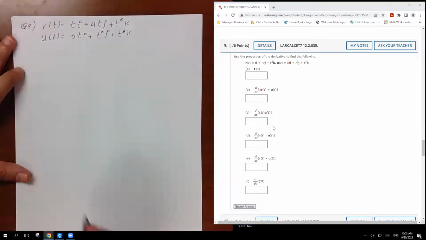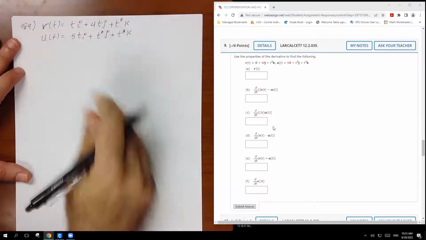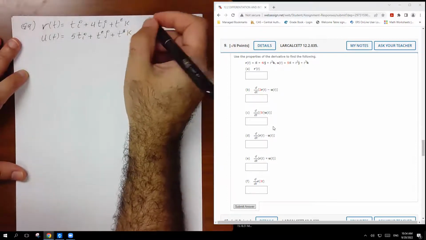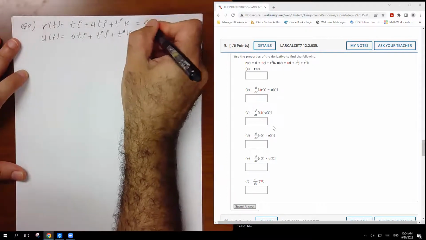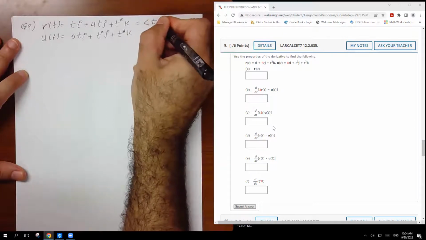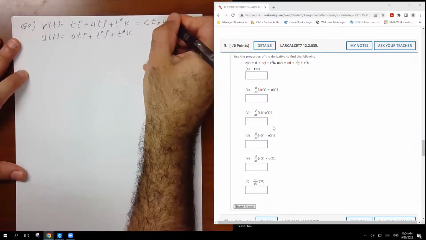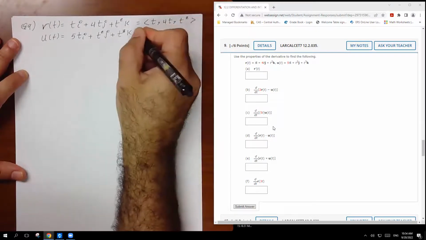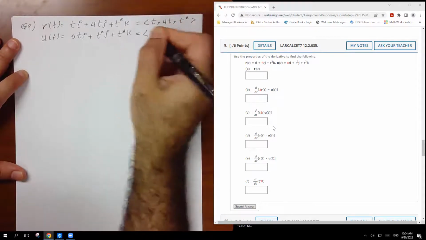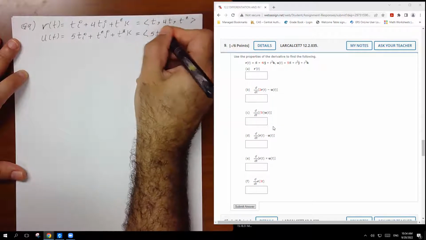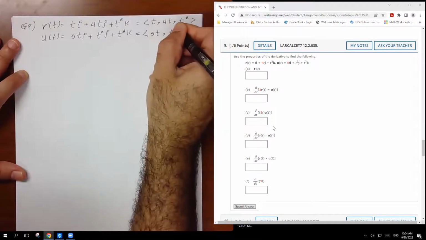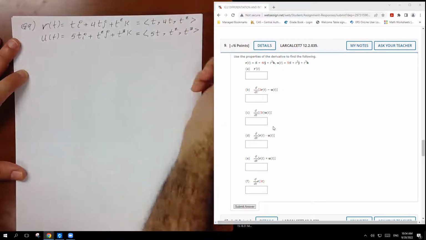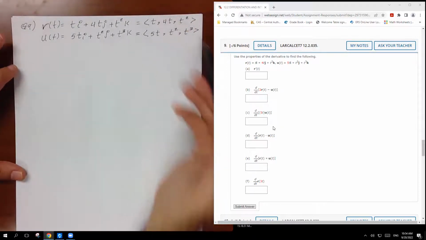So let's check how we're going to work on this example. The first thing, I'm going to convert this one to the component form, because again, I told you it's easier to work with the component form. So this is 4t and this is t squared. And here is the u. The u, this is 5t and this is t squared, and here is t cubed. So this is r of t, this is u of t.